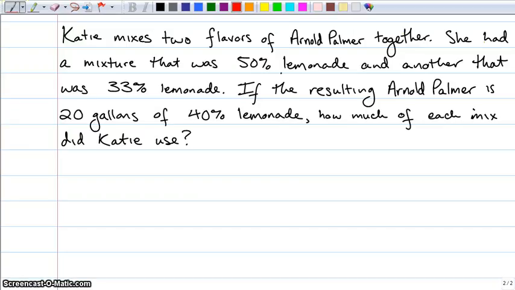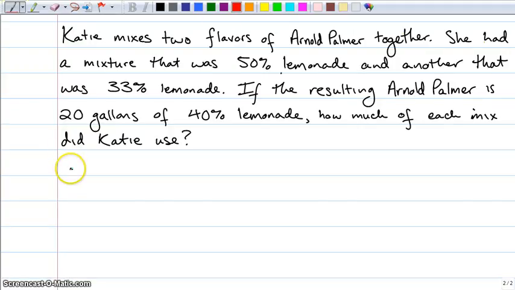Now hers is actually not the right ratio. She has one mixture that's 50% lemonade and the other mixture is 33%. Once she mixes everything together, she's going to have 20 gallons. And the new solution, the new Arnold Palmer, is going to have 40% lemonade. So I want to know how much of each mix does she actually have.